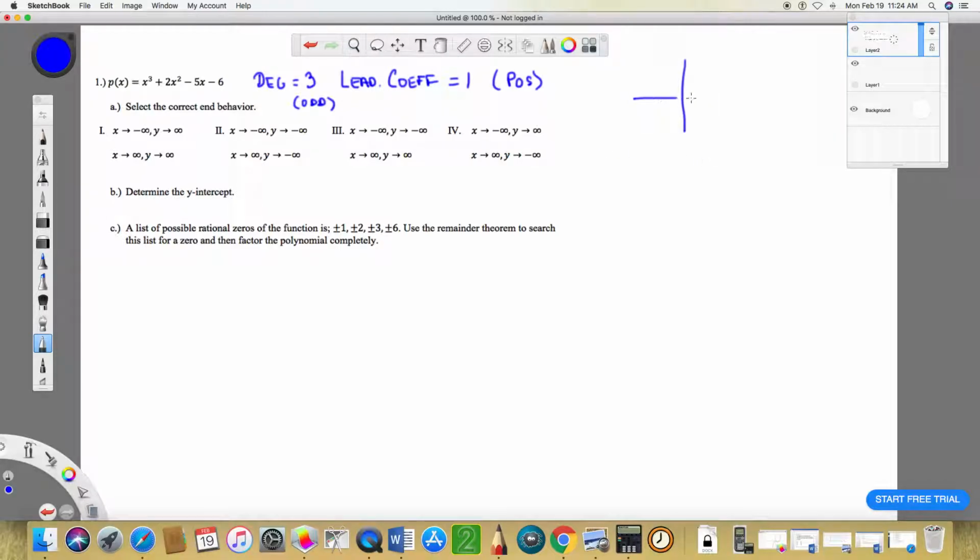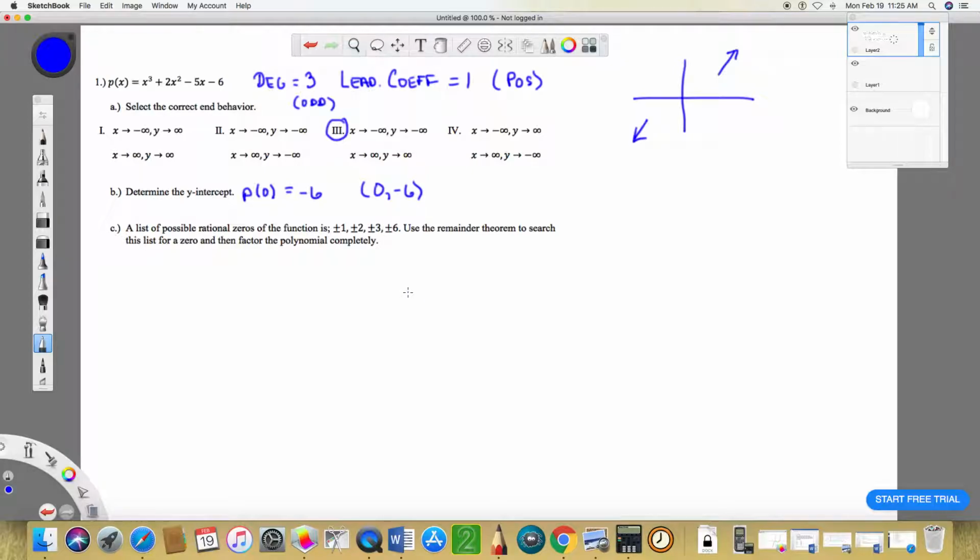Since it's a positive leading coefficient, it's going up to the right. Since the degree is odd, it's in opposite directions. So as x goes to negative infinity, so does y. And as x goes to positive infinity, so does y, so it's the case 3 there. If you evaluate this function at 0, we get the y-intercept. That y-intercept has coordinates of (0, -6).